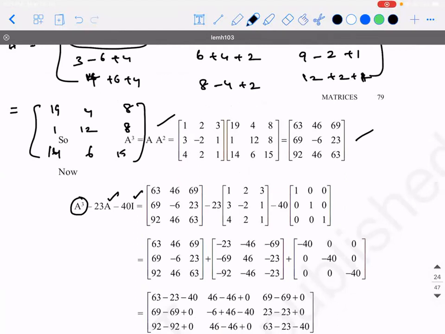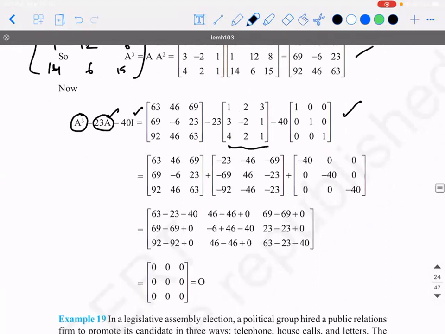40 times I. I is the identity matrix. Then what will happen when you multiply 23 with A, guys? Every element will get multiplied with 23. After that, you need to add all the corresponding elements of the given row. Then you will get the final answer. And it should be a null matrix or a 0 matrix. This part, I hope you guys can solve it, right?